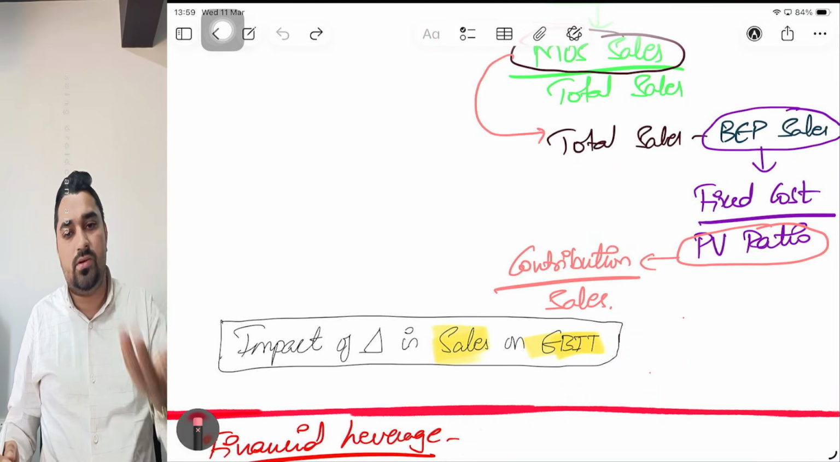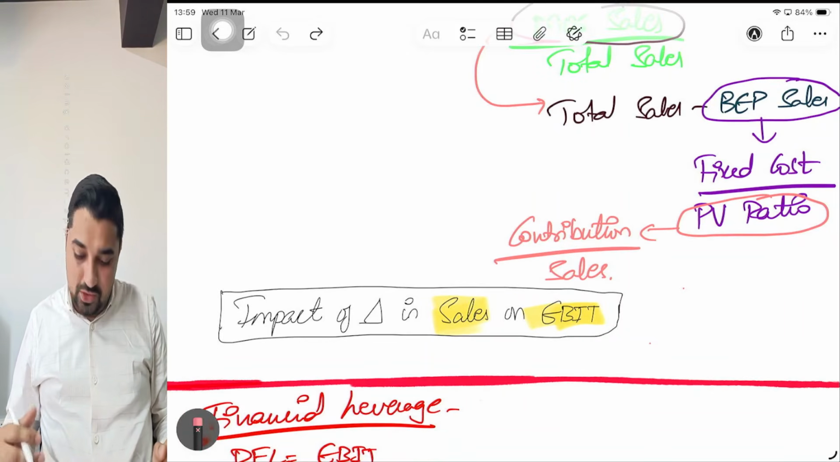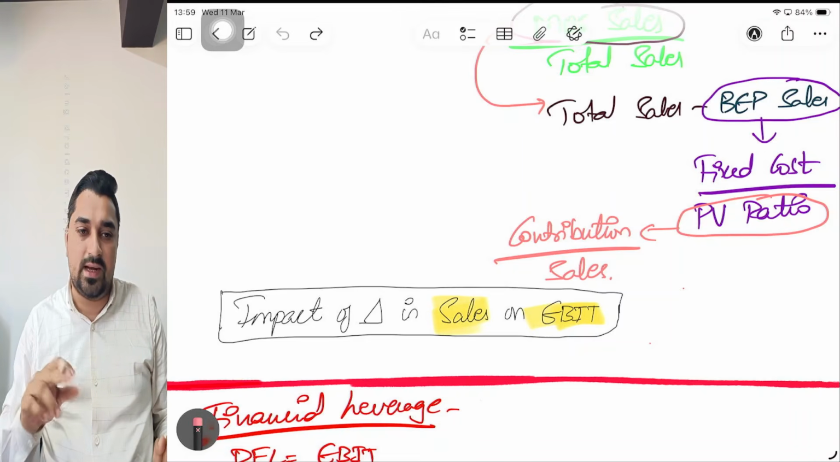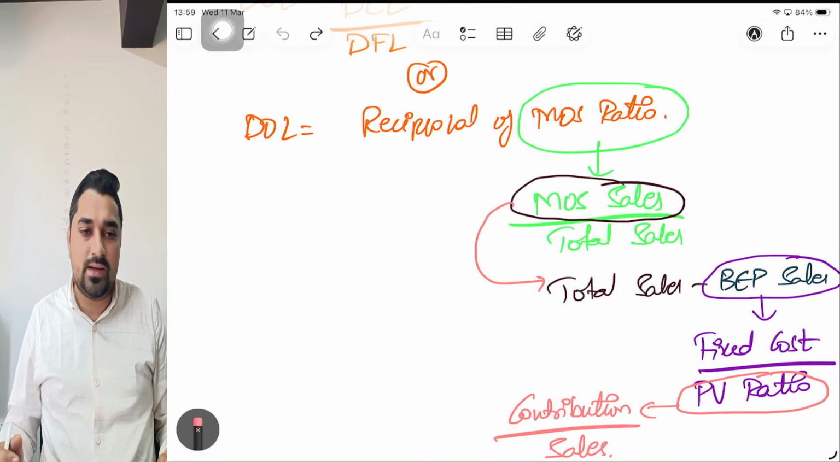Now you know how to calculate BEP sales. It is fixed cost divided by PV ratio. So what do you mean by PV ratio? PV ratio is nothing but contribution divided by sales. It is complementary to which other ratio? Variable cost ratio.